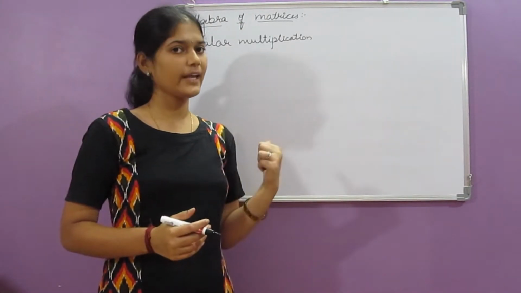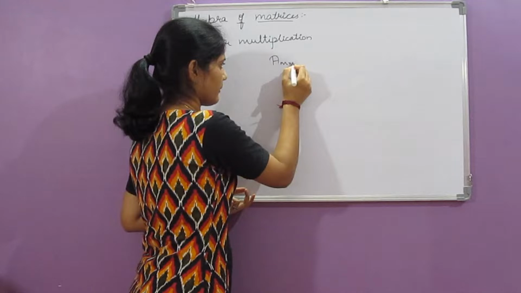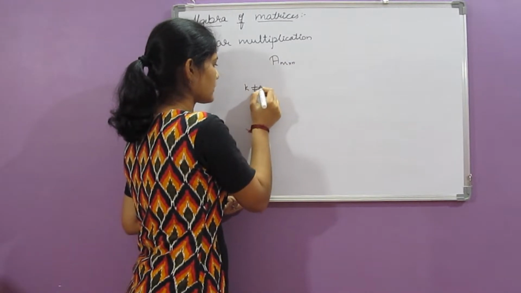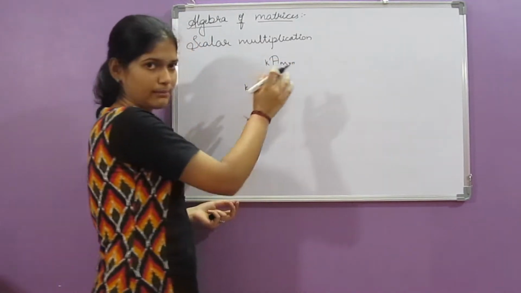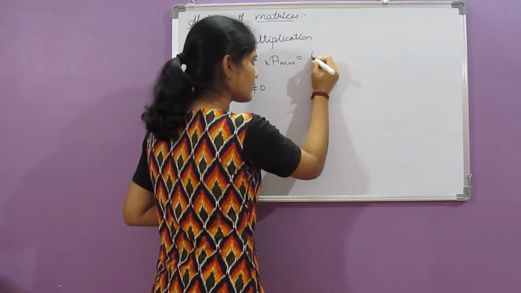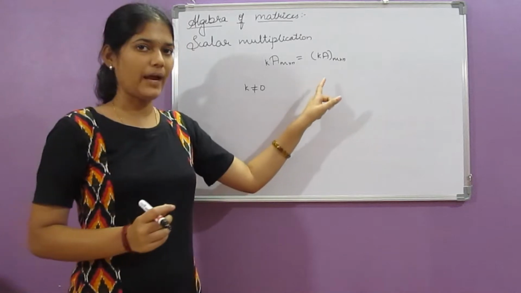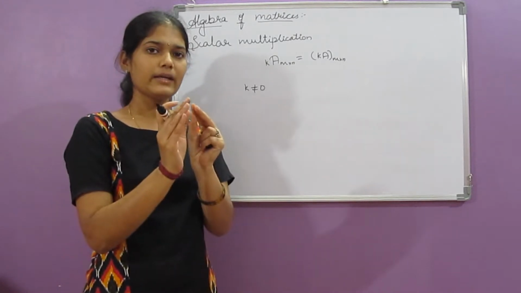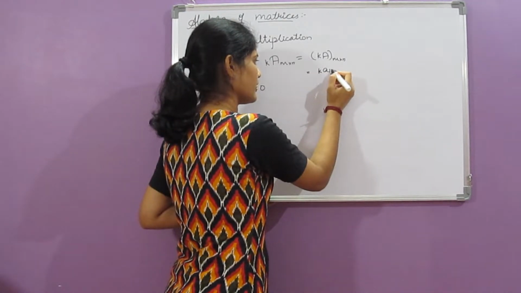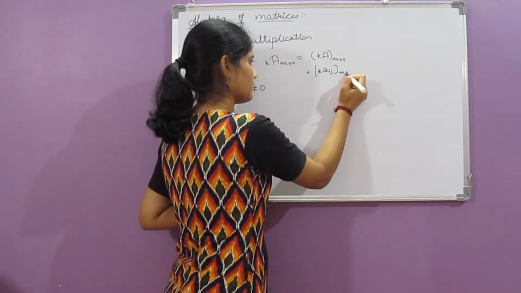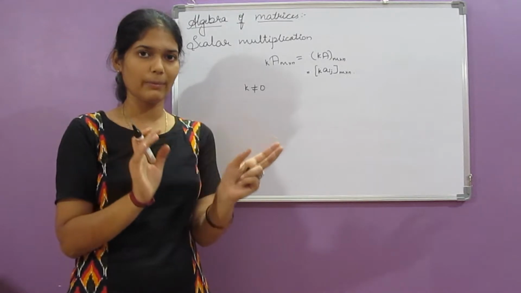The next topic is scalar multiplication of matrix. Let us consider a matrix A of order m cross n and k be any non-zero scalar. Scalar means some constant number. Then k into this matrix is nothing but kA, m cross n. The elements in the matrix kA will be, each element is multiplied with k. That is k Aij, m cross n. That means we have to multiply k with each element of the matrix.